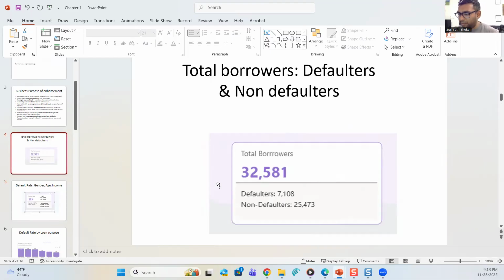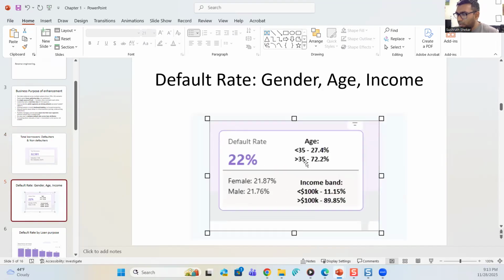So in this 7,108 people, 72.2% are less than 35 and 27.4% are more than 35. That's what they are trying to convey through this.